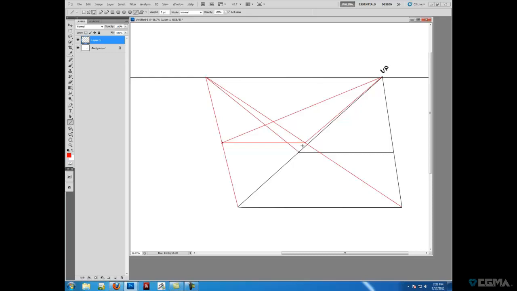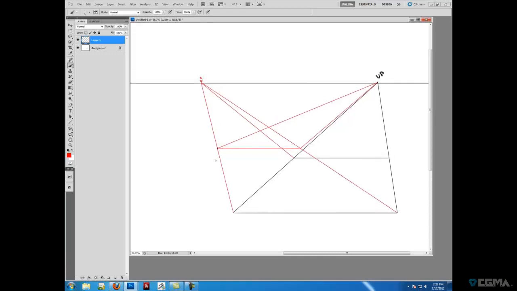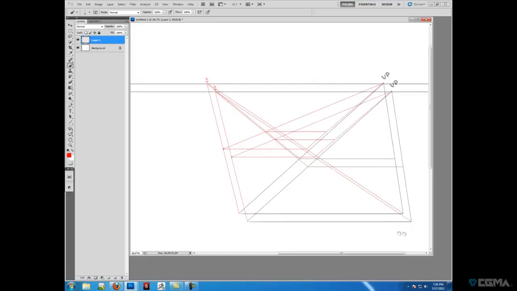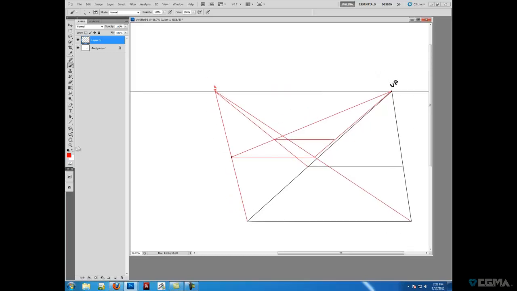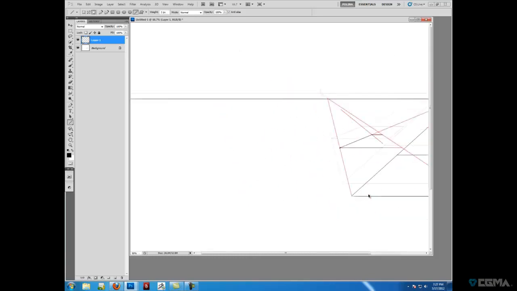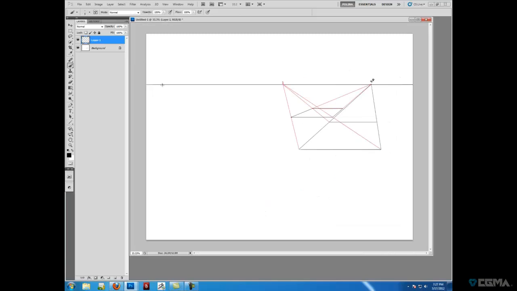Oops, I missed a point. Now this distance and this distance are the same, which gives us the back of this box. We have now transferred the box, or sorry, the rectangle. I have a habit of saying boxes when it is not perfectly a box. It's just a plane that's not even a square.